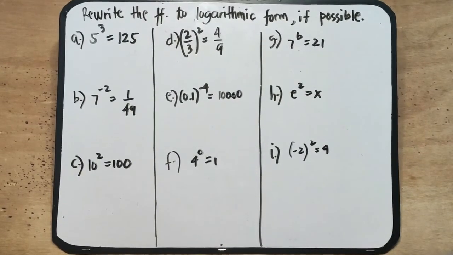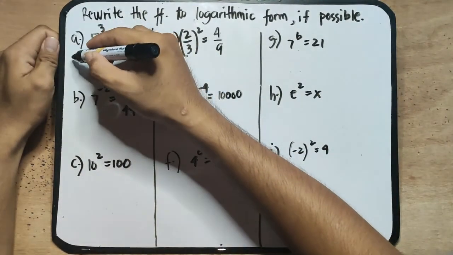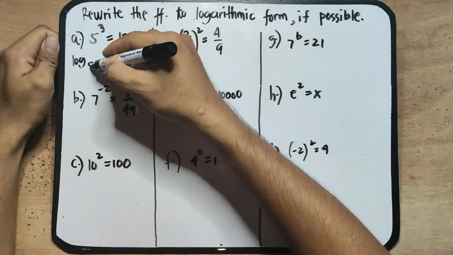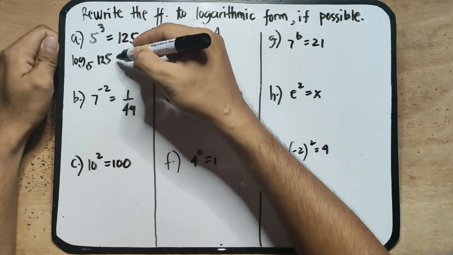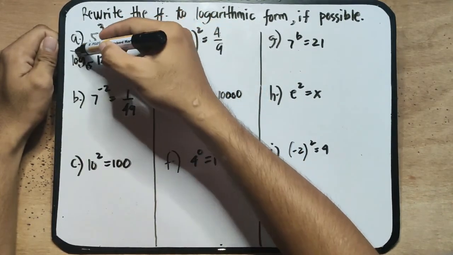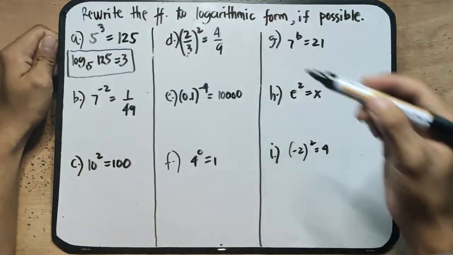In this example, we rewrite the following exponential equations to its equivalent logarithmic form whenever possible. So, item A, we have 5 cubed is equal to 125. That will be log base 5 of 125 is equal to 3. So, this is the answer.